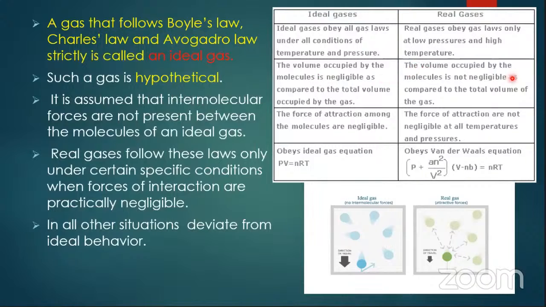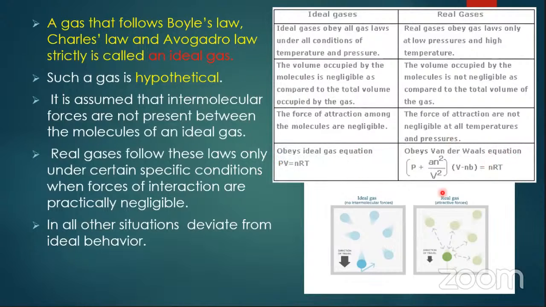For real gases, the volume occupied by the molecules is not negligible, and the forces of attraction among the molecules are not negligible at all temperatures or pressures. What we discussed in the third point is that intermolecular forces are not present in ideal gases. This equation, PV = nRT, shows you the behavior of an ideal gas. Then what about the real gas equation?